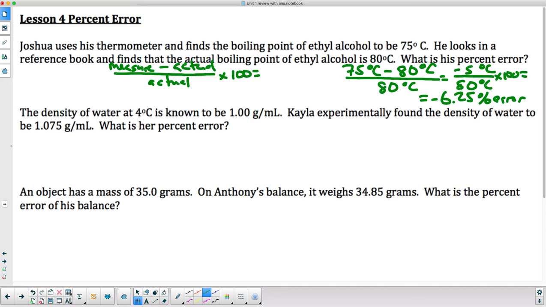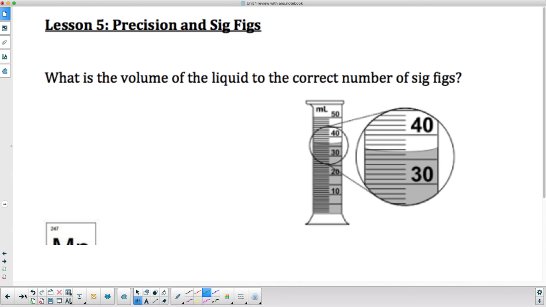All you have to do is identify. The density of water at 4 degrees Celsius is known to be that. This would be the actual. You just read the problem. Kayla experimentally found the density of water to be this. This is the measured part. Okay, so actual, it's measured minus actual. Good. I think you guys can do those last two, and see how you did.